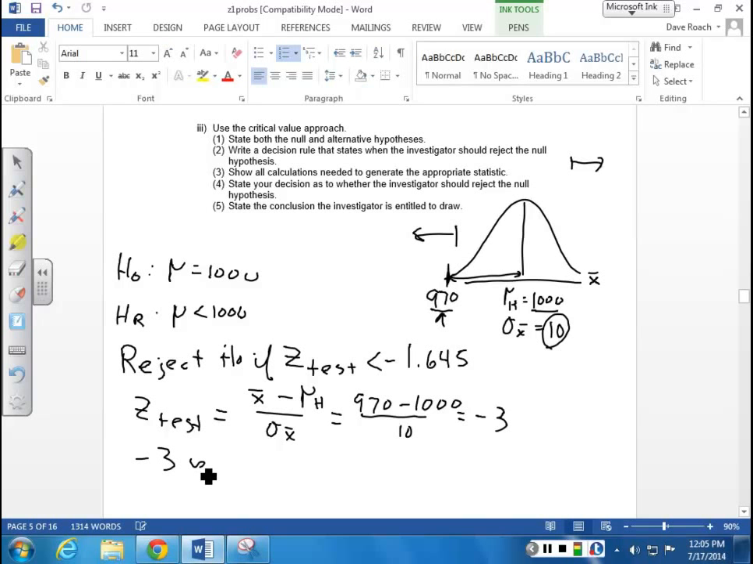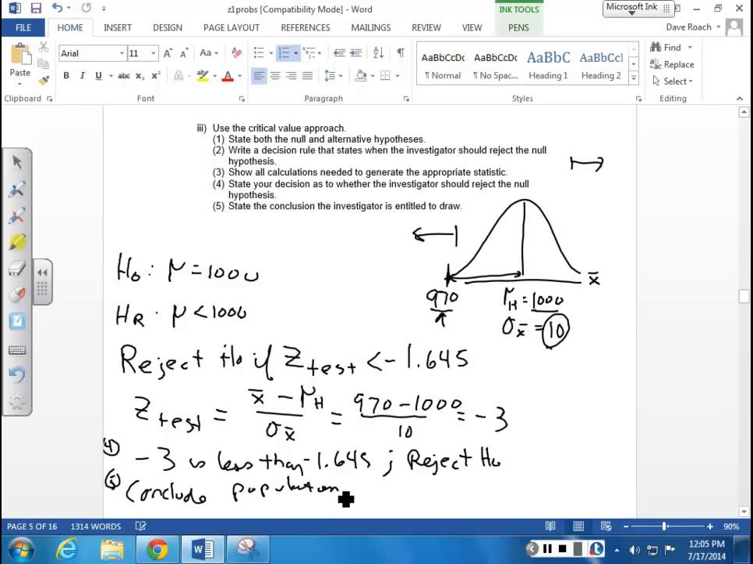Minus 3 is less than minus 1.645. Therefore, we are going to reject H0 and conclude, this was part 4 and this is part 5, the population mean life of the bulbs or the light bulbs is less than 1,000. In other words, they've made a false claim. They said it was 1,000, and you can now show that it was less than the length of time that was claimed.